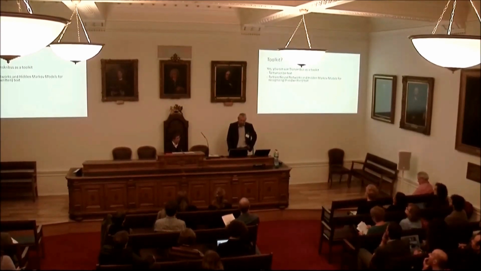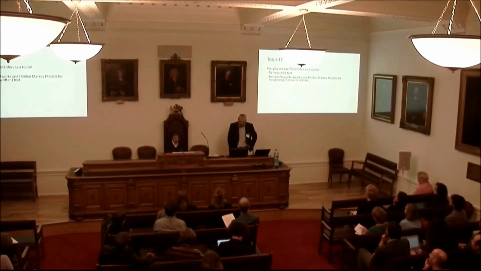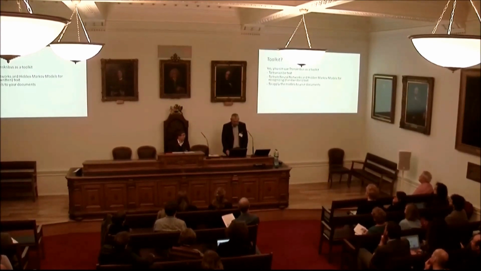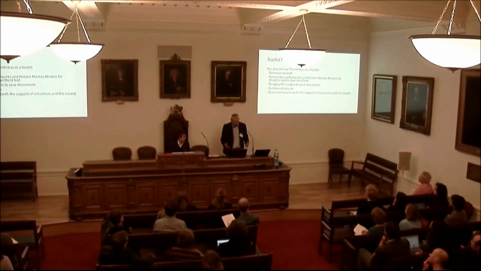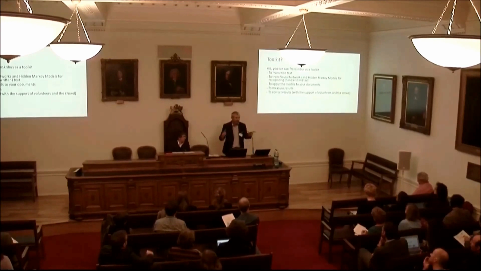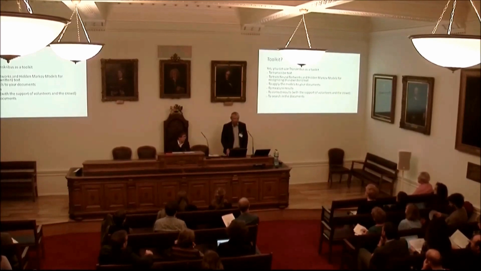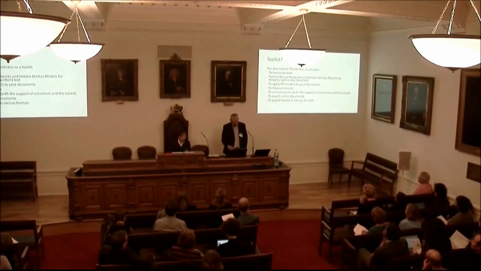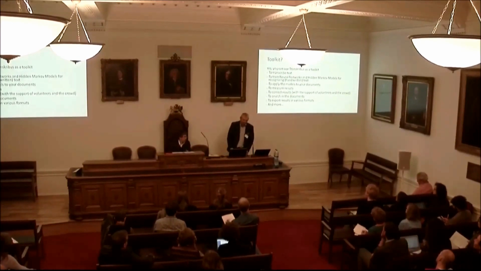You can train neural networks or hidden Markov models for recognizing handwritten text, also printed text. You can apply the models to your documents. You can measure the results, which is important. You can correct the results, also with the support of volunteers and the crowd. I think there is a difference between these two words, and maybe I will talk a bit about it later on. You can search in the recognized documents. You can export them in various formats, and hopefully you can also do a bit more with it.